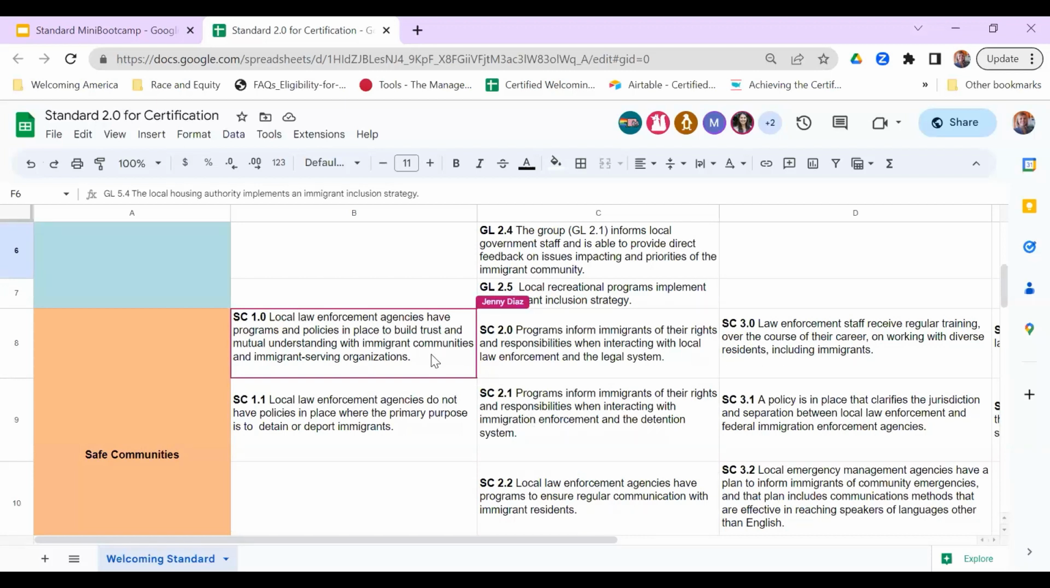So first, 1.0 is that we have programs or policies, should probably say or, that there's an emphasis within the local law enforcement agency to build trust and mutual understanding with immigrant communities and immigrant serving organizations. Want to recognize that, especially for One Star, you might not have as deep relationships in some communities as you're just starting to build this foundation. Building those relationships with an organization first might be that pathway to identifying community leaders and being able to go deeper with that trust building, relationship building work.